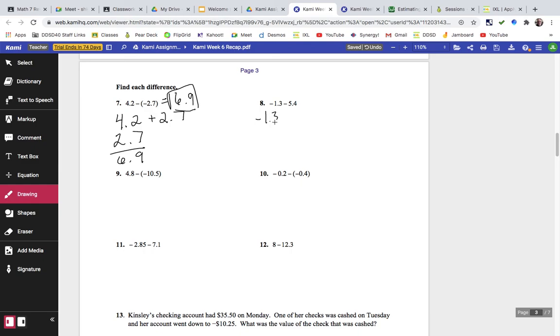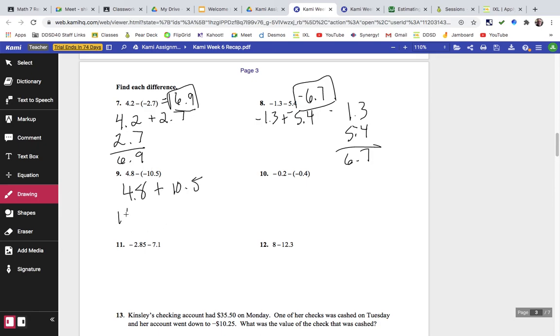Negative 1.3 plus a negative 5.4. So we're going to combine 1.3 and 5.4, 6.7, and it's negative. So negative 6.7. Then 4.8 plus the opposite of negative 10.5, which is 10.5. Which is 15.3.